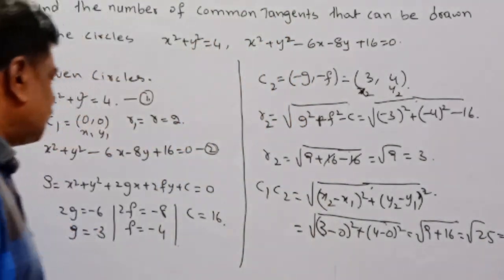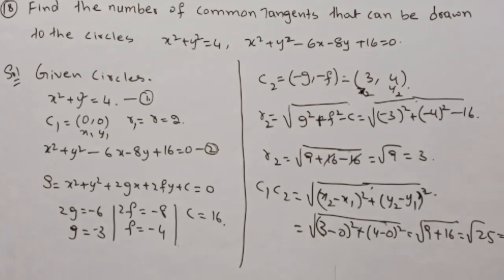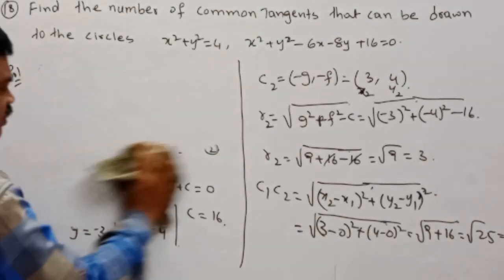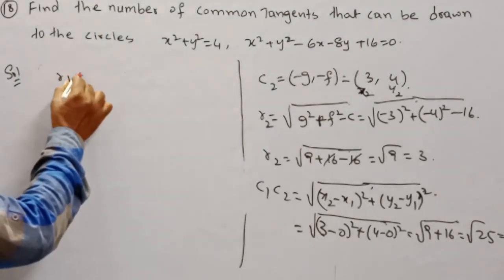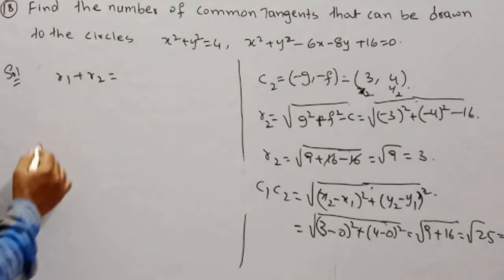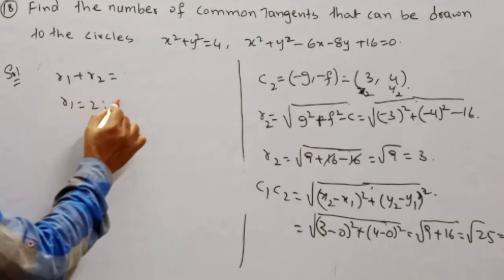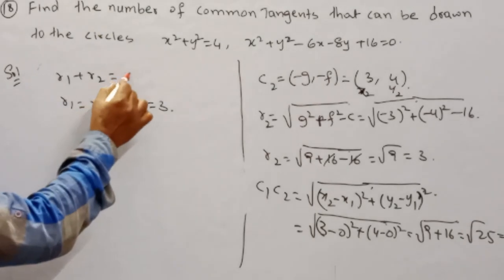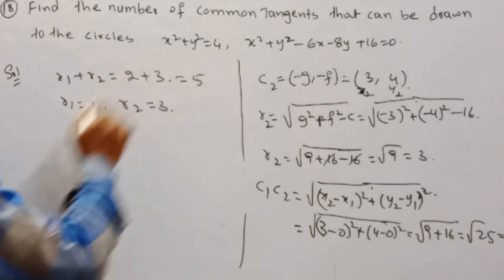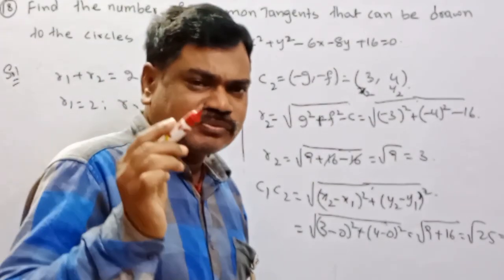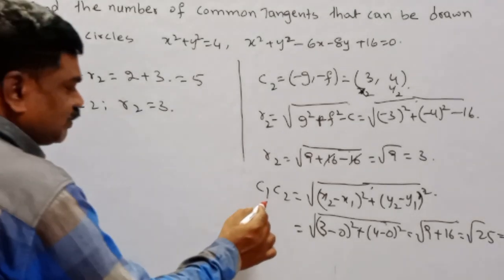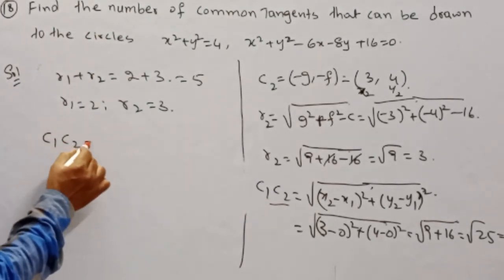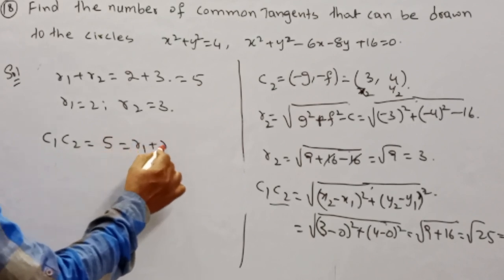The distance between two centers is equal to 5. Then the sum of the radii, R1 plus R2, where R1 is equal to 2 and R2 is equal to 3, that is 2 plus 3 is equal to 5. So C1C2 is equal to 5, which is equal to R1 plus R2.